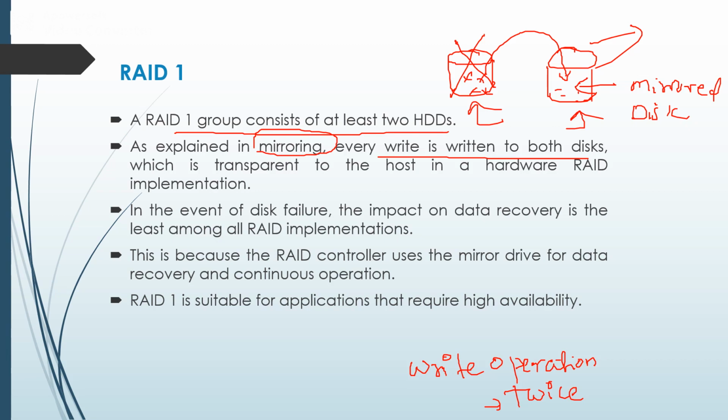During the occurrence of disk failure, how can I recover the data? Here I maintain a duplicate copy of the same disk, so that the original data can be recovered by considering the mirrored disk.